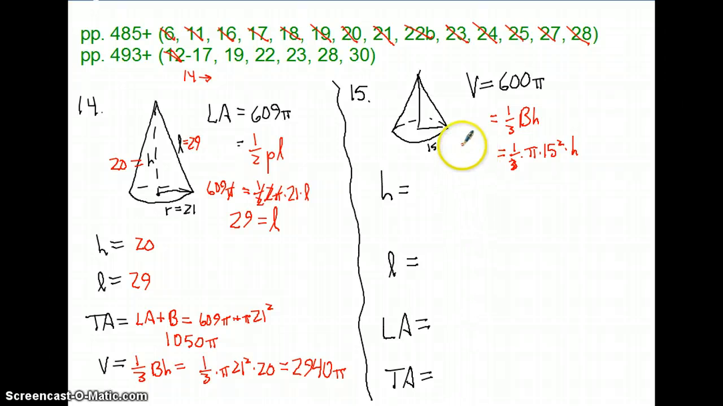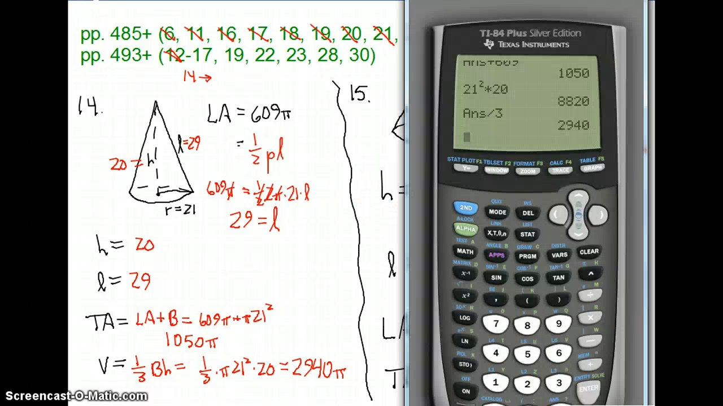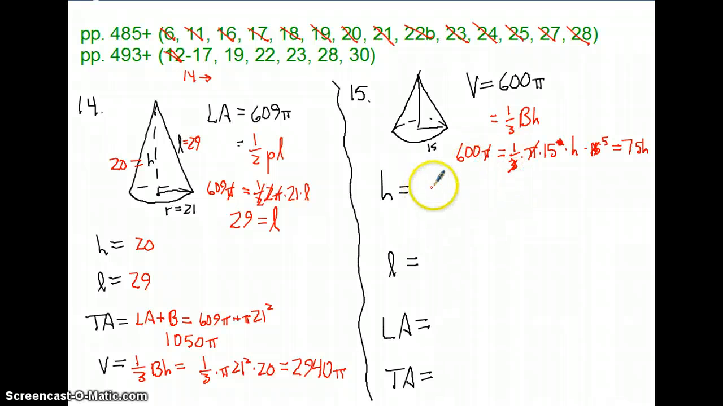All right, this equals 600 pi. The pi's cancel. 15 squared is 15 times 15. Let me just write another 15 here, because 15 divided by 3 is 5. Now I have 75h equals 600, so I'll just take 600 divided by 75. That's 8. So h was 8. All right, 15 and 8 is in a Pythagorean triangle with a 17, so that's the slant height.